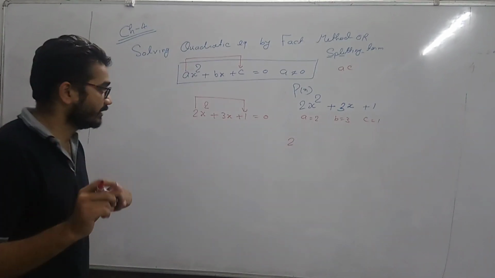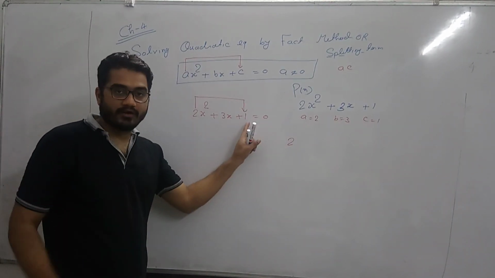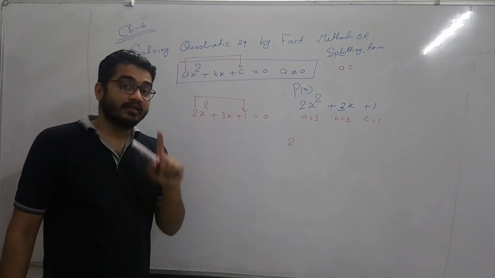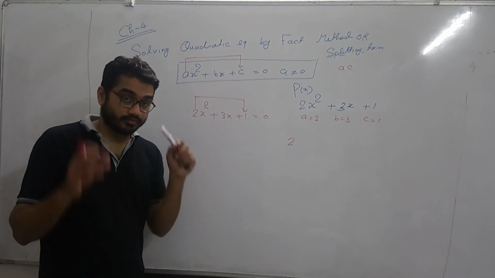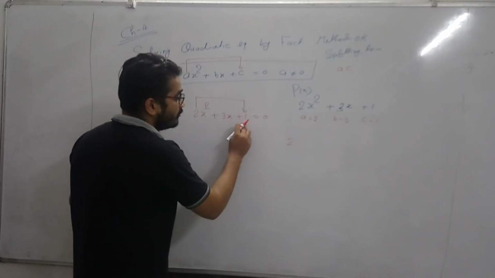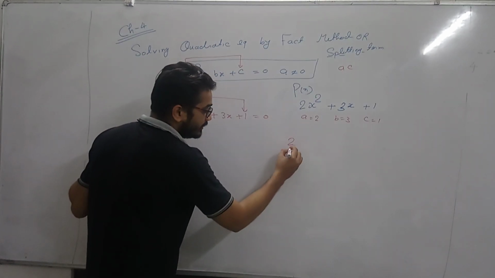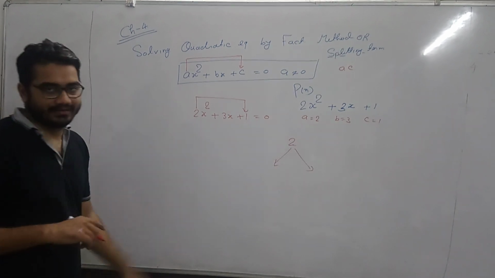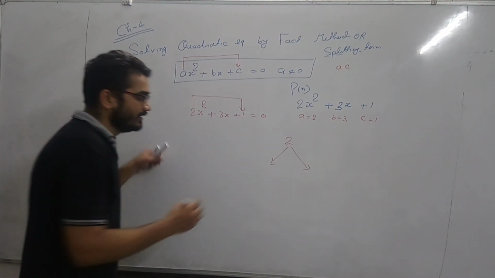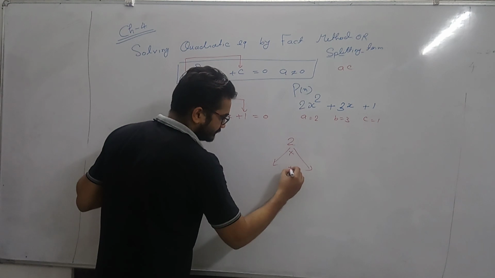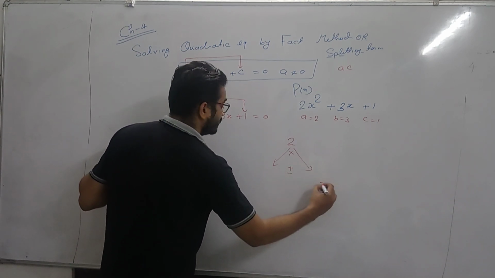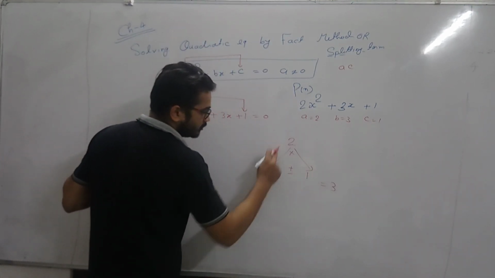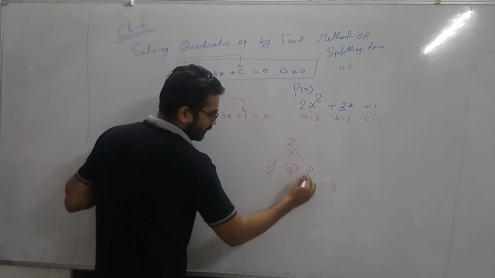But 2 is multiplied over there, and it will not be written at the place of 1. That should make it very clear that 2 will not be written here, 2 is written over here. Now we have to bifurcate 2 into two such parts that when we multiply, we get 2, and when we add or subtract, we get 3. Now 2 into 1 is 2, and 2 plus 1 is 3.